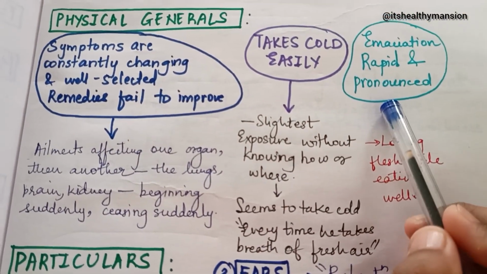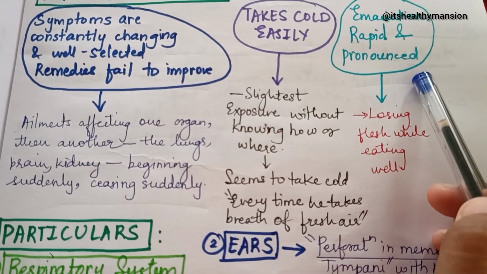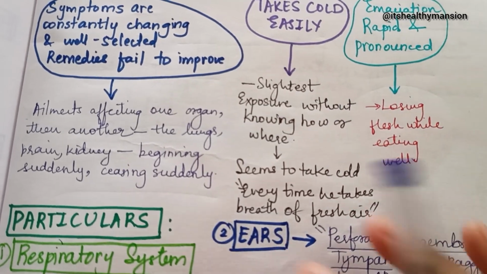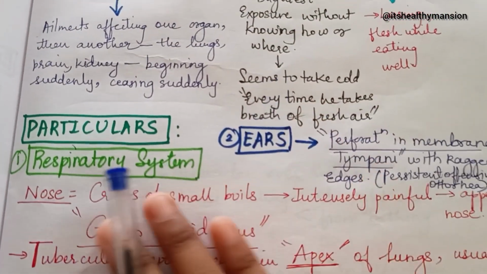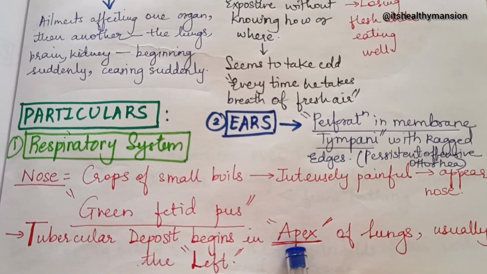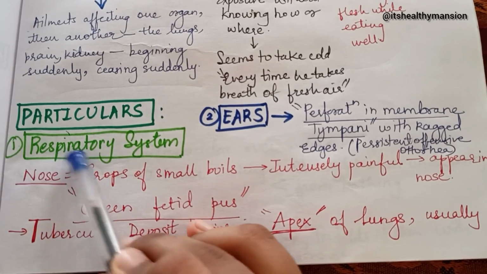The third physical general point is there is great emaciation, rapid and pronounced, losing flesh while eating well. Now let's see the physical particulars of the tuberculinum patient. First is respiratory system. Nose.